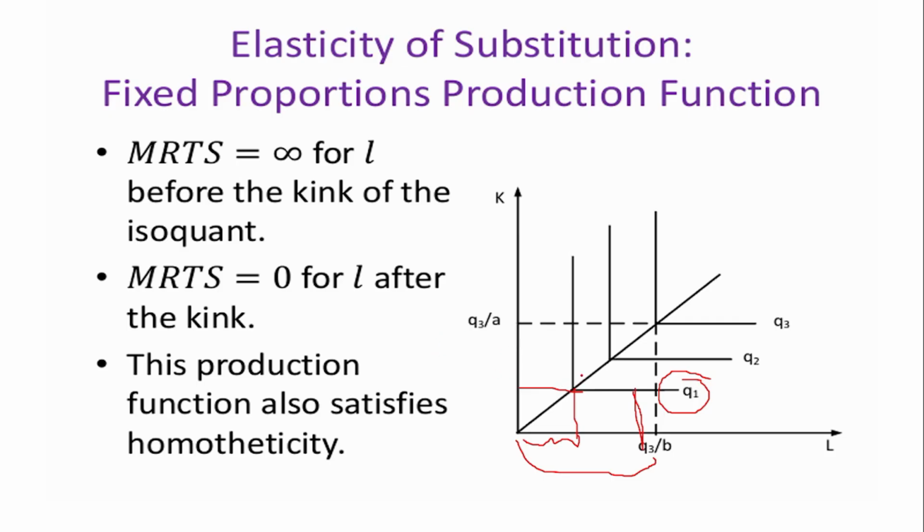That means every kink point is a possible output point, where we can use that amount of K and that amount of L, and for every q, one more input is just waste, nothing else.